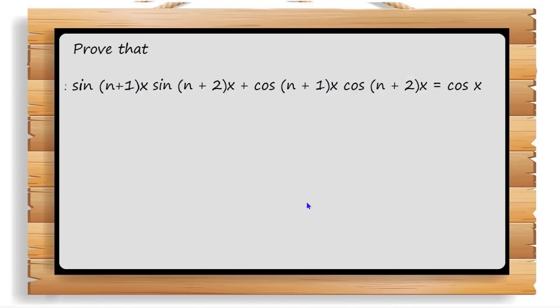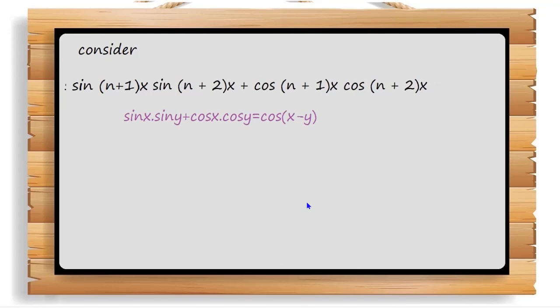Now let us consider one more problem. Prove that sin of (n plus 1)x into sin of (n plus 2)x plus cos of (n plus 1)x into cos of (n plus 2)x is equal to cos x. Consider the left hand side. It is of the form cos x cos y plus sin x sin y, but it is interchanged, that is sin x sin y plus cos x cos y, and it is equal to cos of (x minus y).